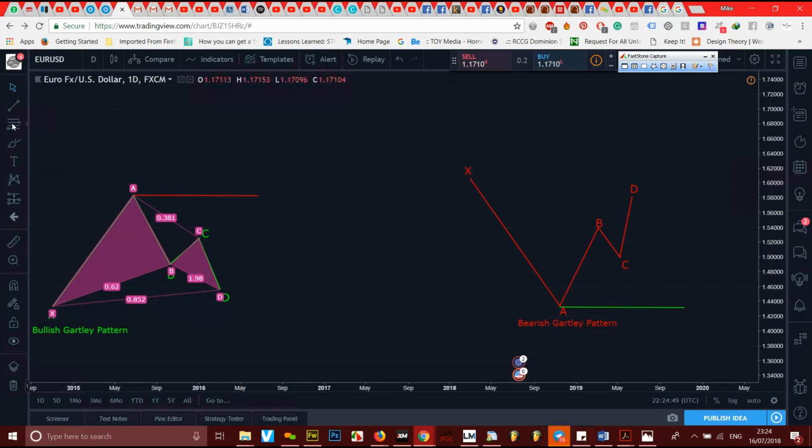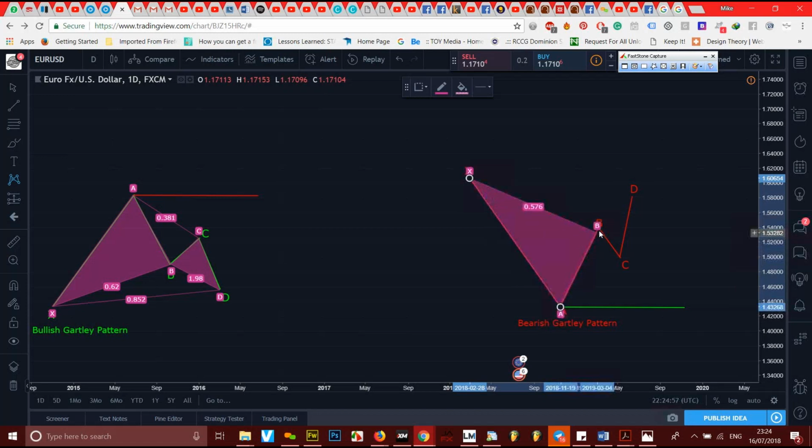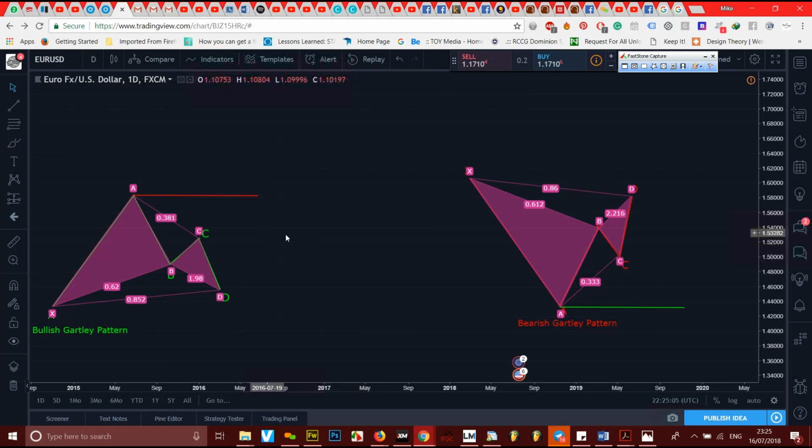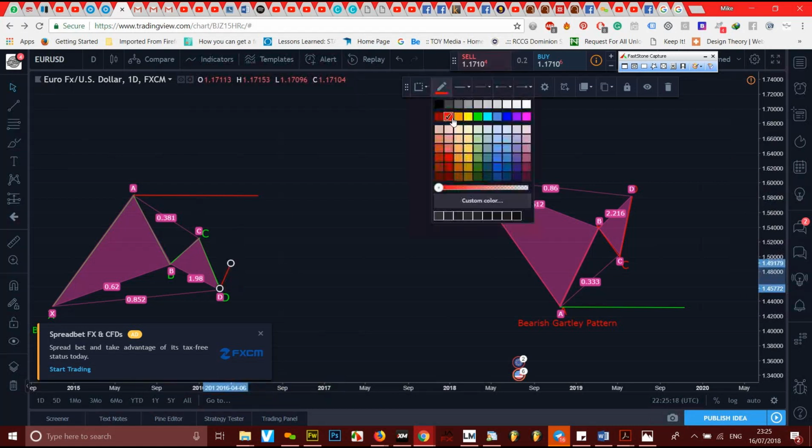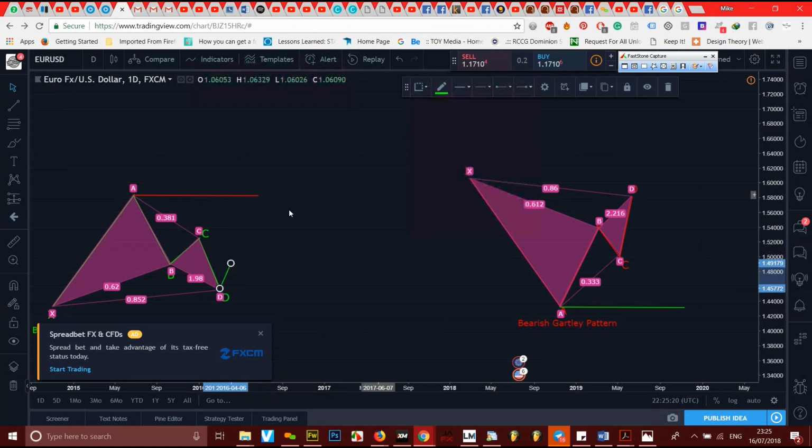The same thing with this one. Take it from here, bring it down here, take it to this B, take it to C, and take it to D. That's your bearish Gartley pattern. Now, where do you enter your trade from? Good question. This is where you take your trade from for your bullish. And for your bearish, this is where you take your trade from, the D leg.